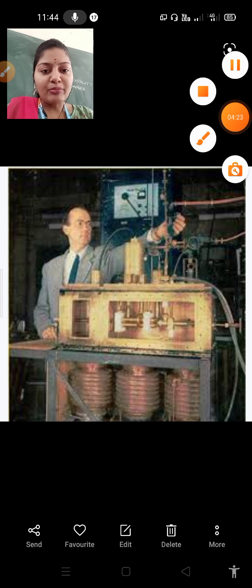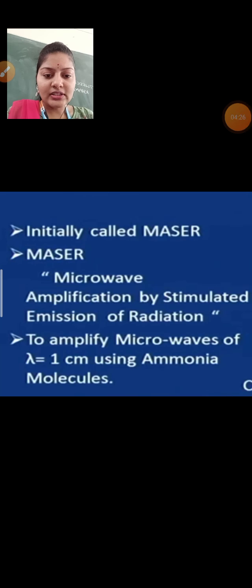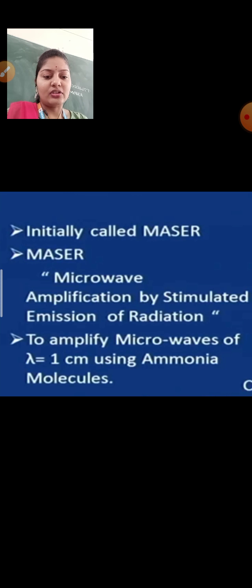Next, in this slide we can see the maser. Initially it is a maser, microwave amplification by stimulated emission of radiation. To amplify microwaves of wavelength 1 centimeter, he used the ammonia molecule. In the previous slide we saw the Charles Townes picture. That is the maser concept.